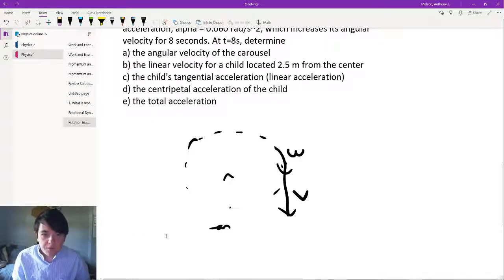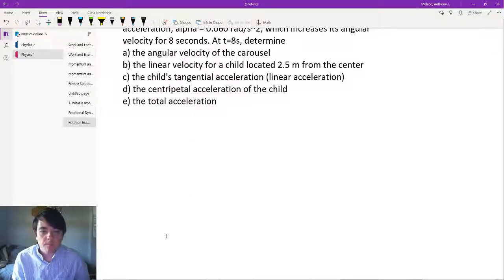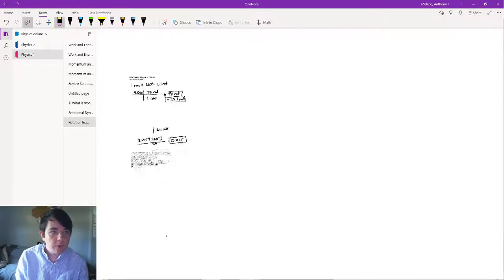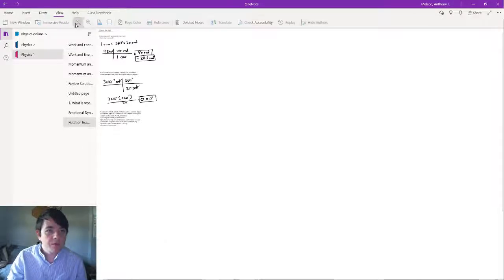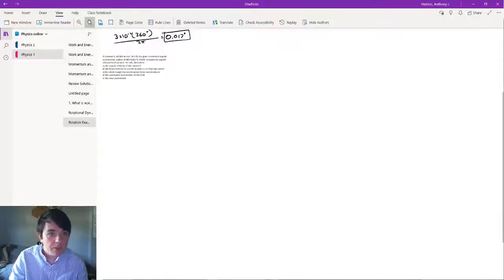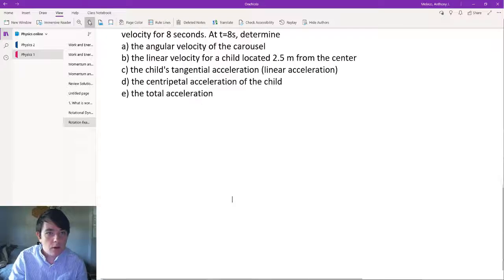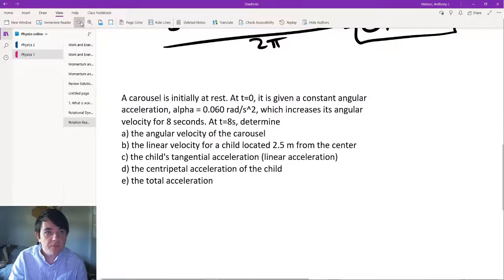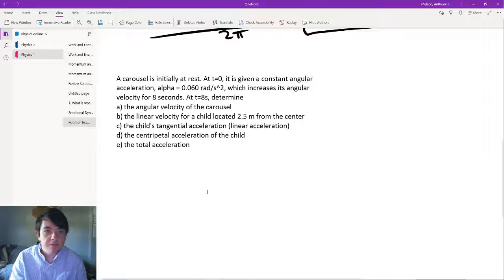That's what this question is going to be asking for, a bunch of those different things. So we have angular velocity, linear velocity, tangential acceleration, centripetal acceleration, and then total acceleration. We'll go through all of those. But what we want to do first is pretty much what you want to do with most types of kinematic questions first.